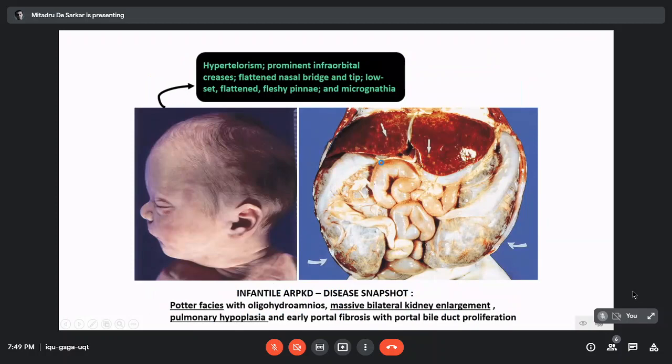So let's talk about the phenotype. So in the classic infantile form, which is often incompatible with life, you have got the characteristic Potter facies. So you have got increased distance between the eyes, prominent infraorbital creases, flattened nasal bridge along with the flattened tip, low set pinna, and small mouth, micrognathia. This is associated with reduced amniotic fluid volume, grotesquely enlarged kidneys, and hypoplastic lungs.